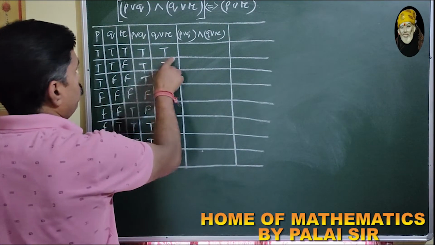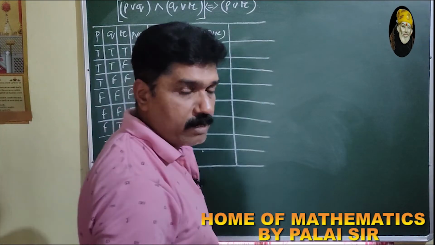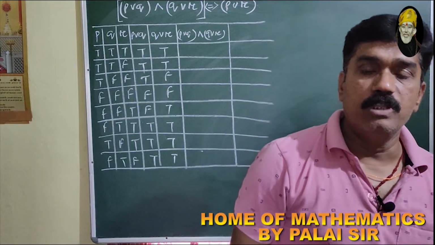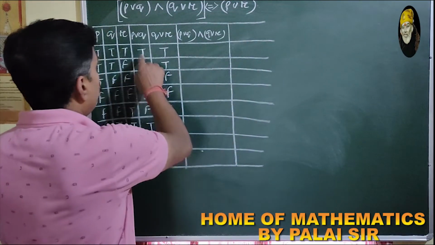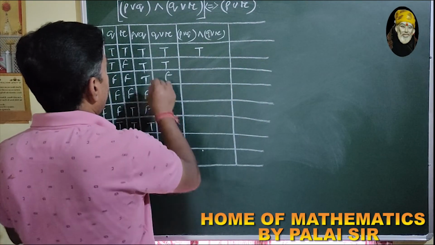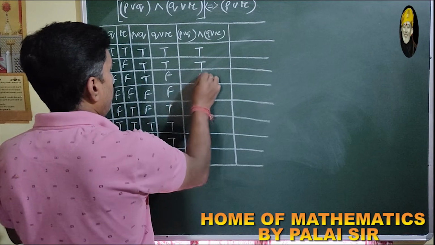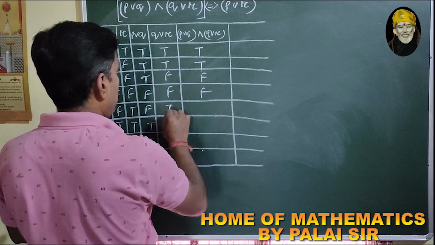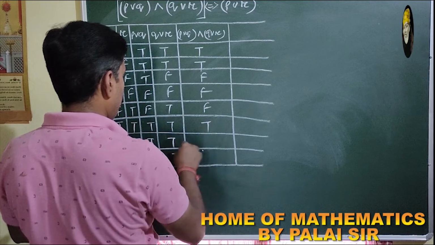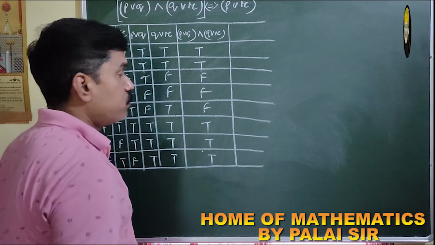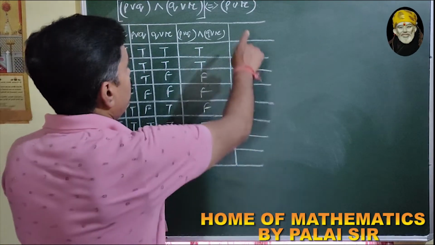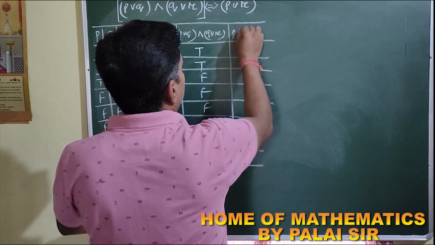Then you compare these two and conjunction symbol is there. When conjunction is there, both the statements should be true, then only it is going to be true. So here, true, true, you are getting true. True, true, true, true, false, false, false, false, false, false, true, false, true, true, true, true, true, true, and true, true, that is true. And now in the right side you are getting P disjunction R.